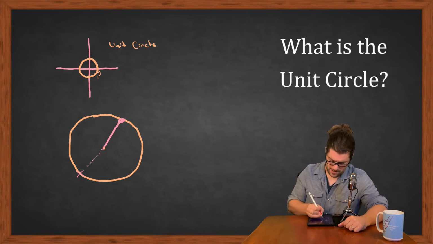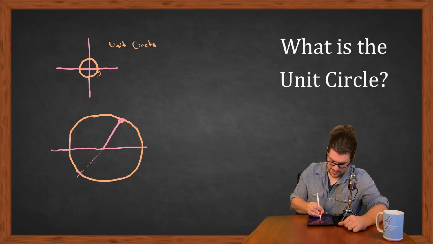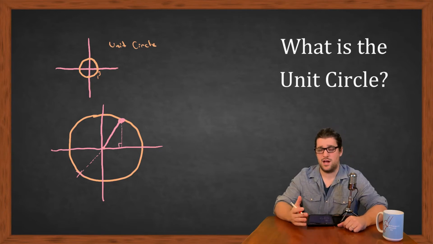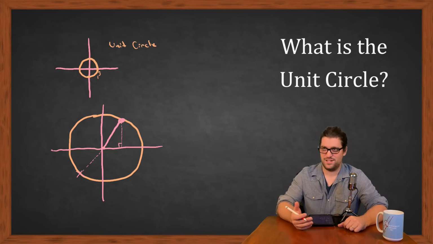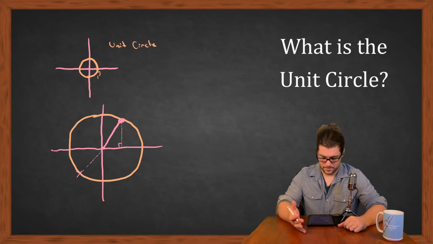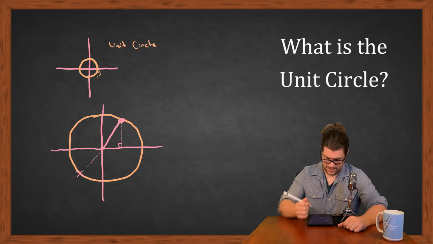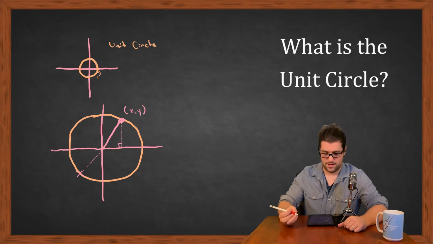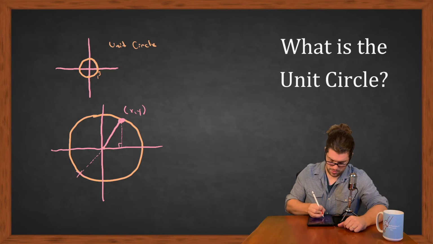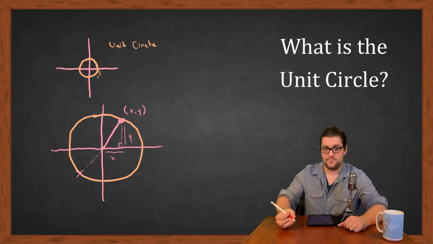And once I've done that, since I have my x-axis and my y-axis, when it drops down to the axis, I could make it drop down and hit at a 90-degree angle. So I could drop in altitude or something like that. And the idea is that if I call this point x comma y on the outside of the circle, then the length of this bottom part here would be x, and the length of this part here would be y.